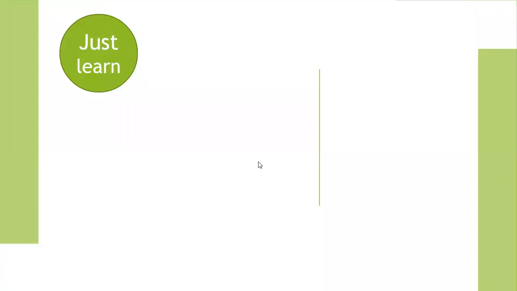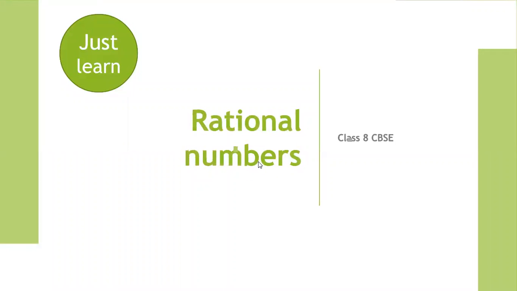Today we're going to discuss rational numbers of class 8 CBSE exercise 1.1 question 1. So let's begin. Here I'll be having the question displayed for you. The question says, using appropriate properties, find. We have two questions to be solved under this. So let's see the first solution.